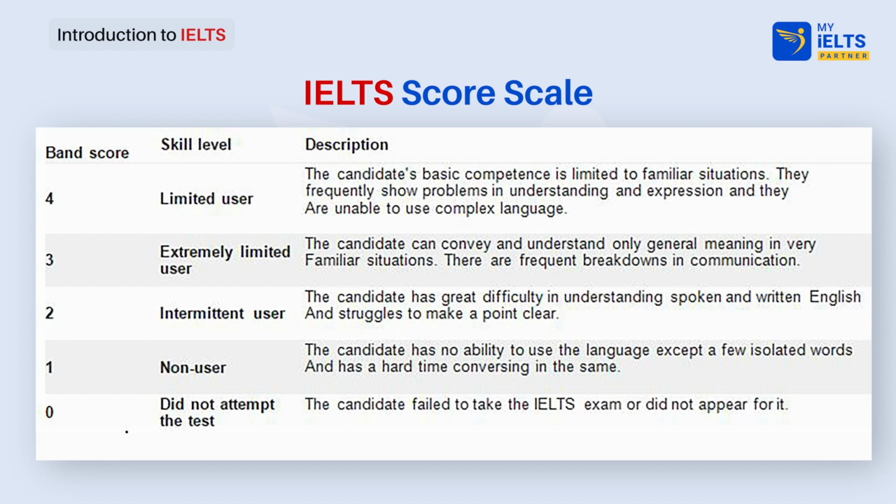A band score of 2 shows an intermittent user. The candidate has great difficulty in understanding spoken and written English and struggles to make a point clear.